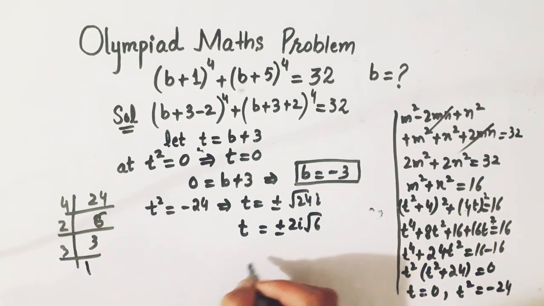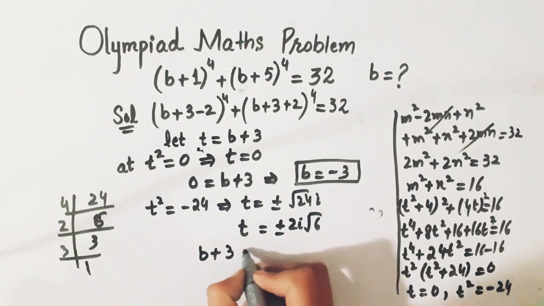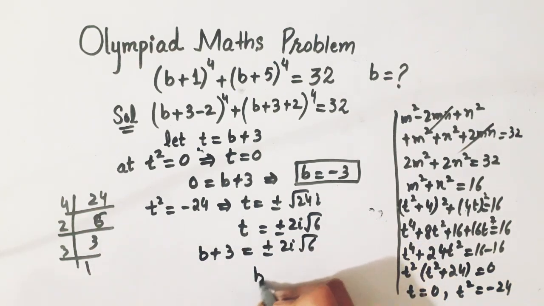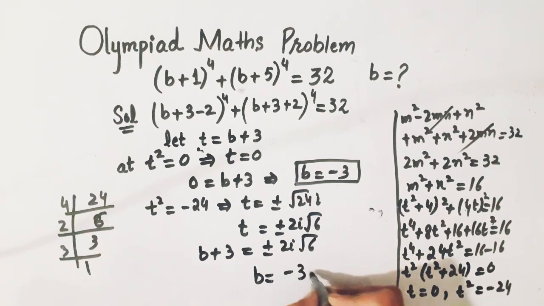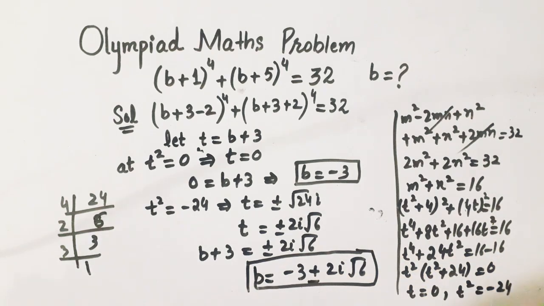We have to find the value of b. That means b plus 3 equals plus or minus 2 iota root 3, and the value of b will be minus 3 plus or minus 2 iota root 3. So this is the value of b. You can see how we have solved for b: the first is real and the second is imaginary.